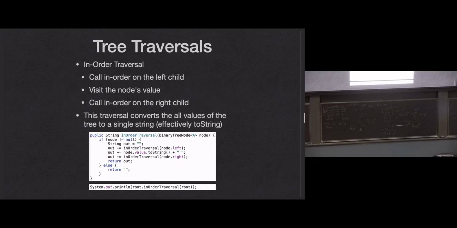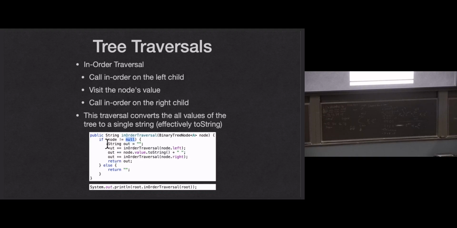So in-order traversal, and again, this is effectively a toString method. We're going to concatenate all of the values in the entire tree as strings into one string, and then it could be printed to the screen. So we're going to traverse starting at the root, and if the node we're currently visiting is null, just return the empty string.